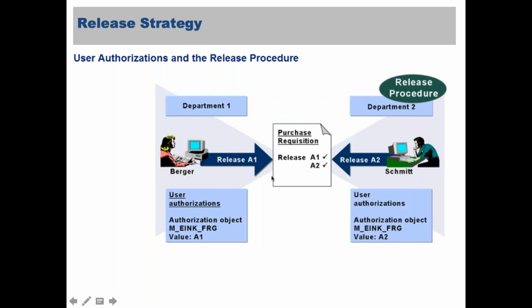So you can control with authorizations. A purchase order will go to that particular release department only. Different departments cannot release the other purchase orders. So with the authorization object, you can control.